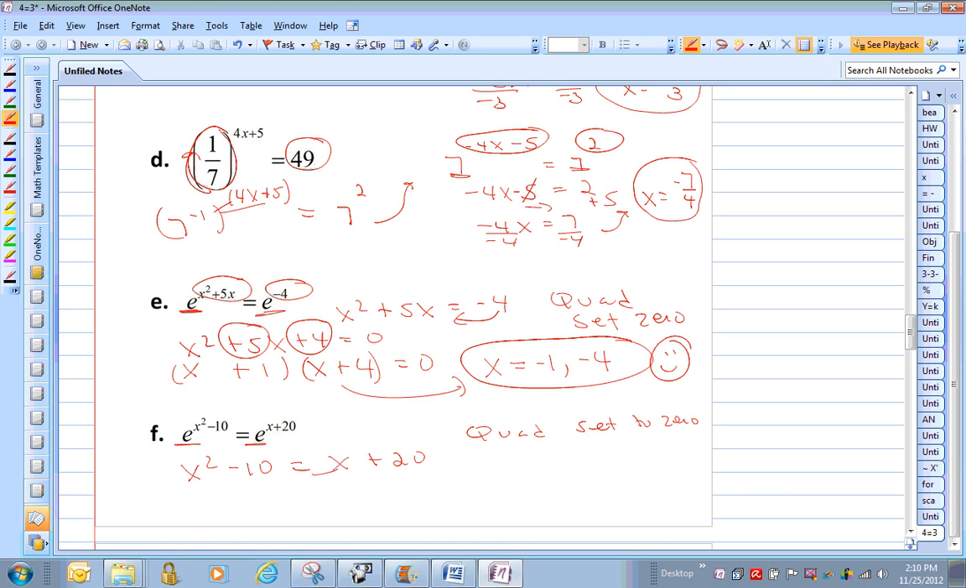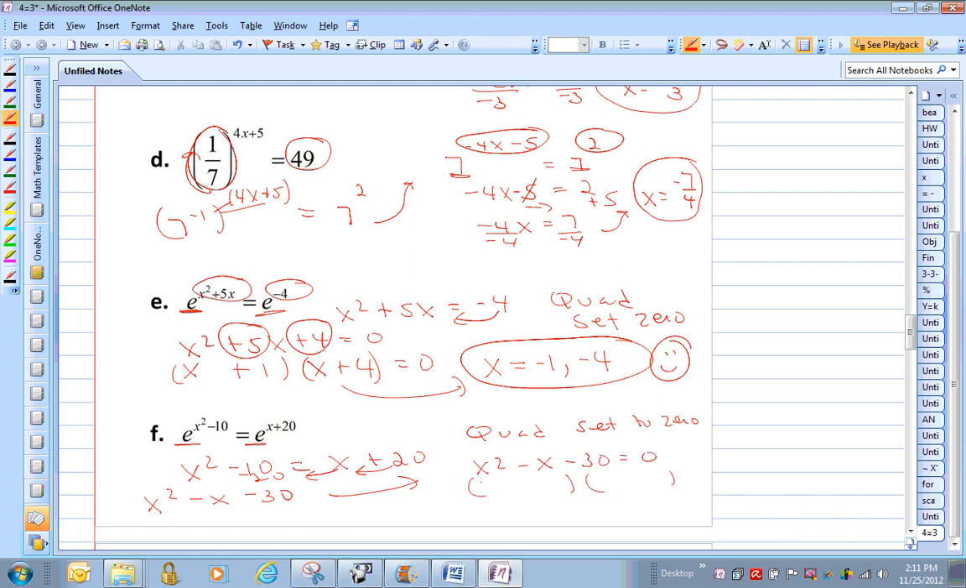So when I do that, I'd move the x over, and I would end up with x squared. I would keep the negative 10 on this side. I'd move the 20 over and have a negative 20, so I would have negative x, and then I would have a negative 30. So I would need to solve x squared minus x minus 30 equal to 0.